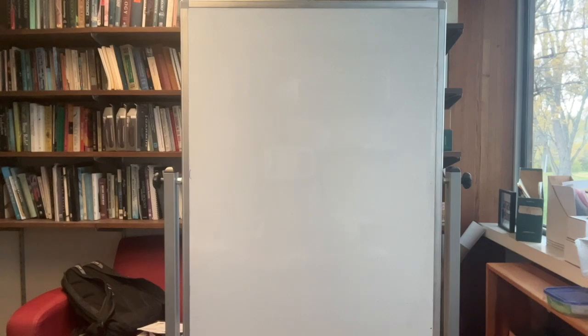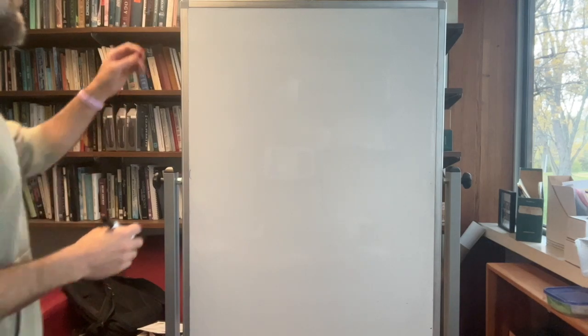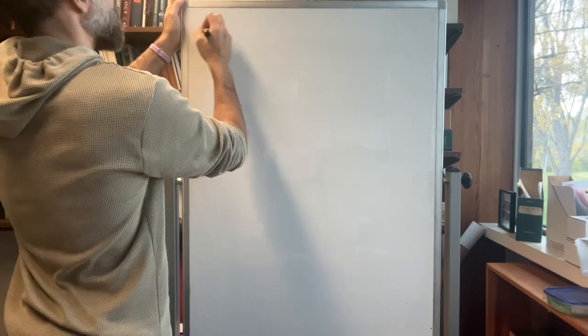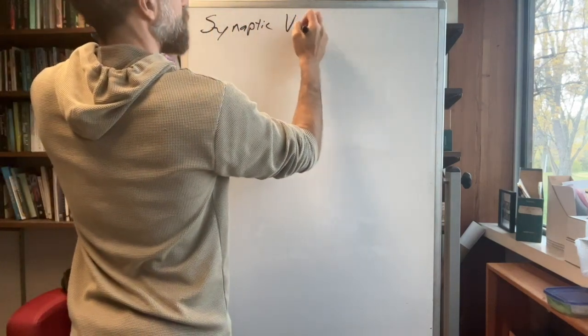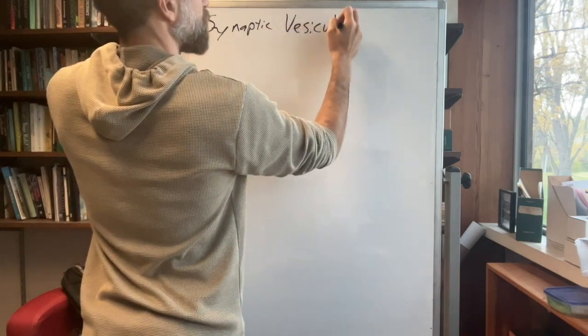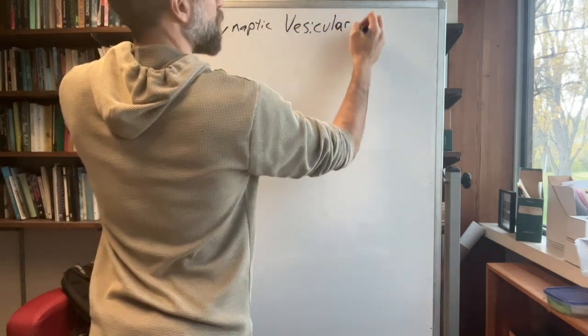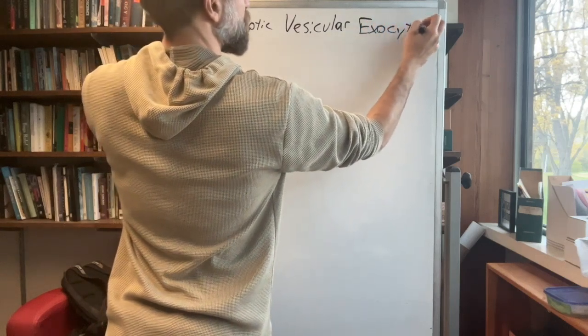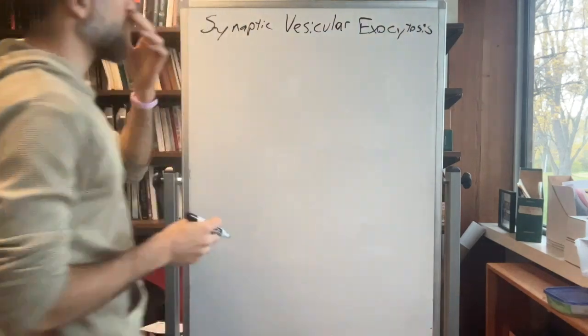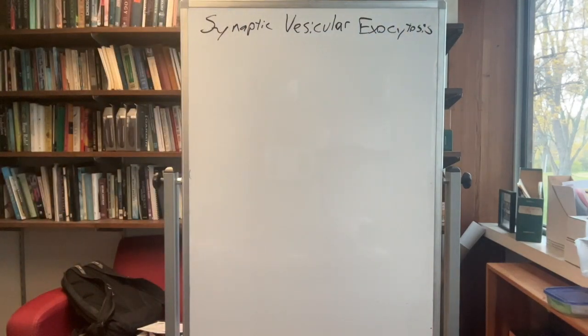Hello class, we're going to go over the molecular mechanism of synaptic vesicular exocytosis. So we're going to learn about how synaptic vesicles in the presynaptic neuron fuse with the membrane and release their neurotransmitters into the synaptic cleft.